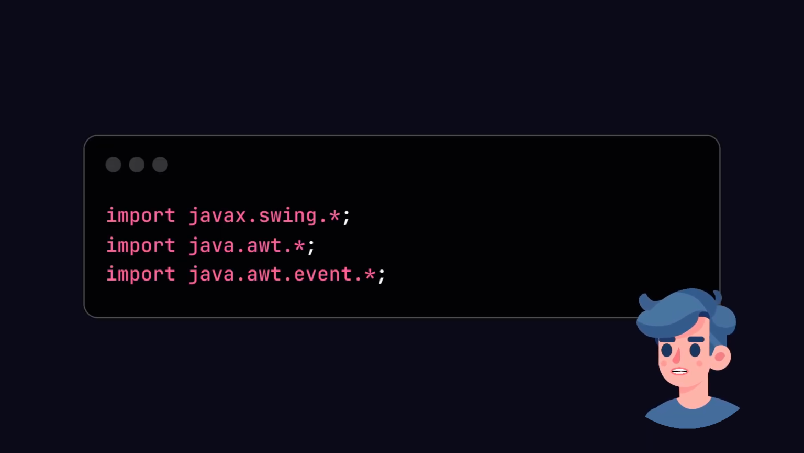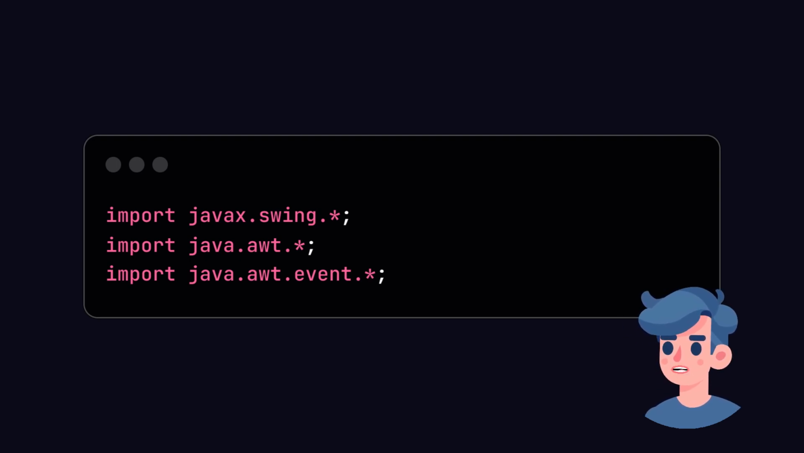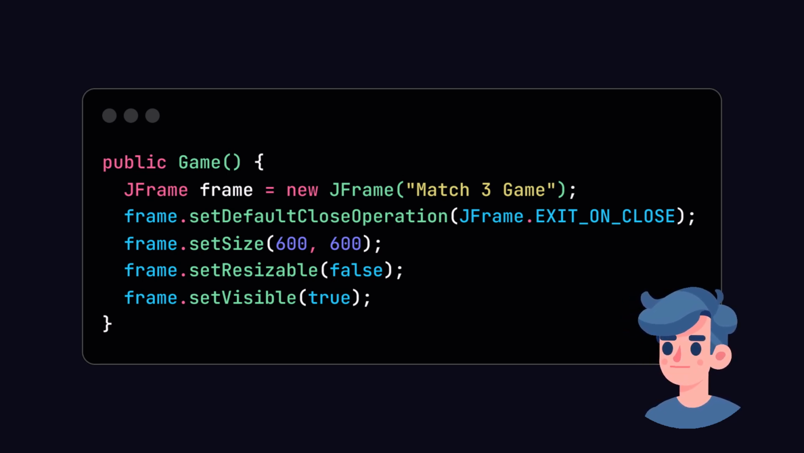Now, it's time to set up our game window. We need to import the necessary packages for creating a GUI. We will be using Swing for this. Add the following import statements at the top of your Game class. Let's code the constructor of our Game class to set up the frame. We will create a JFrame and set its properties.